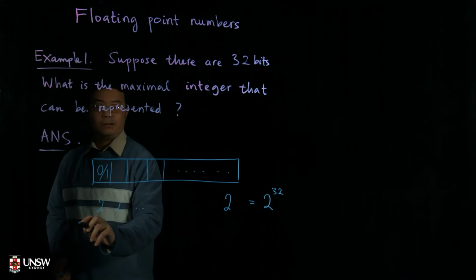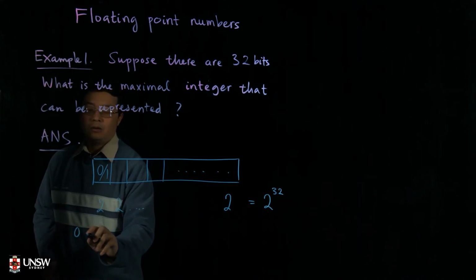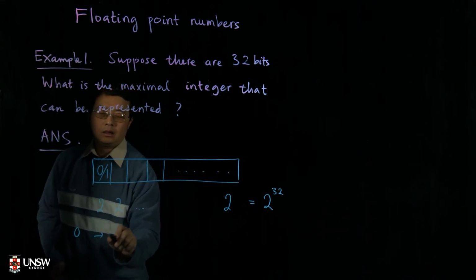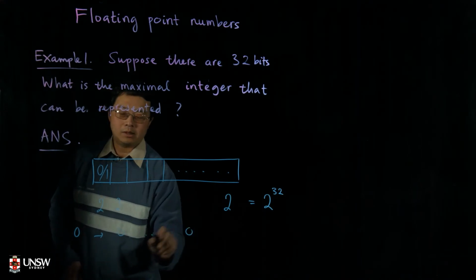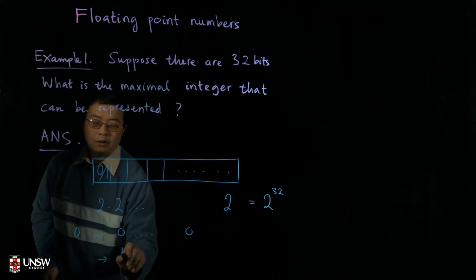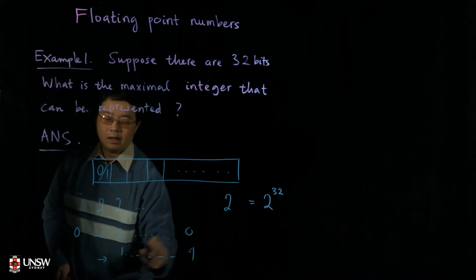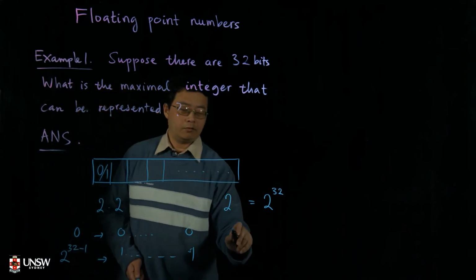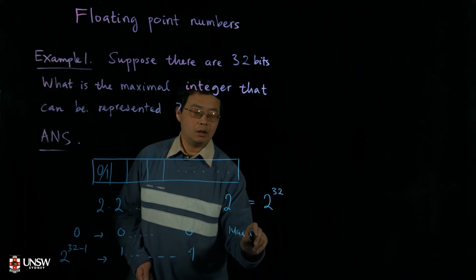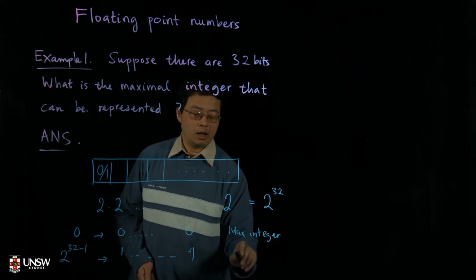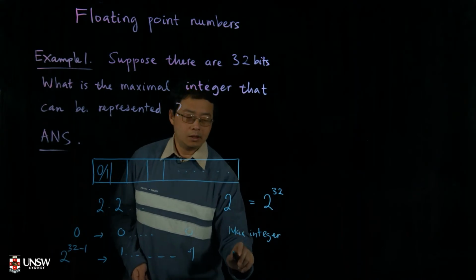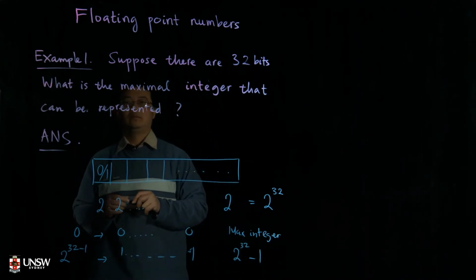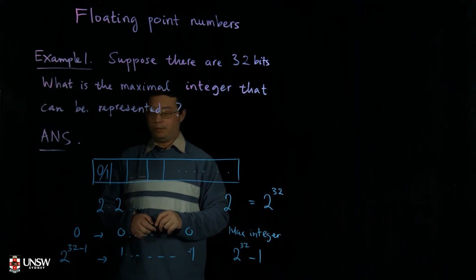And because you represent 0 as all the bits being zeros, the last one is where all the bits are 1. So all the bits are 1 here. So the last one will be 2 to the 32 minus 1. Therefore the maximal integer you can represent using 32 bits is 2 to the 32 minus 1. So that is the first example.